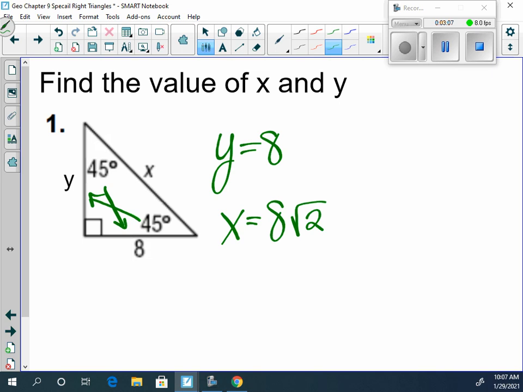And we could have done the Pythagorean theorem also. A squared plus b squared equals c squared. And would have gotten the same thing, because 8 squared plus 8 squared would equal 128, which the square root of 128 is 8 square root of 2. And we get this here. Questions on this here?